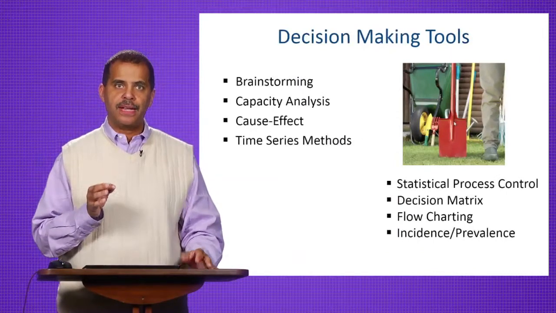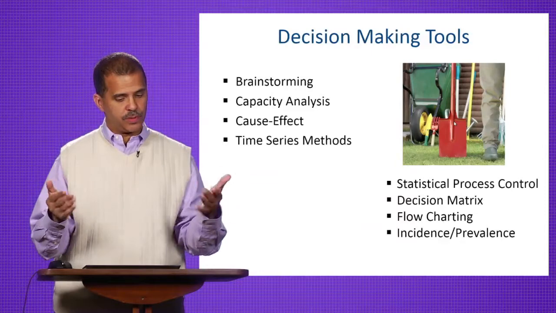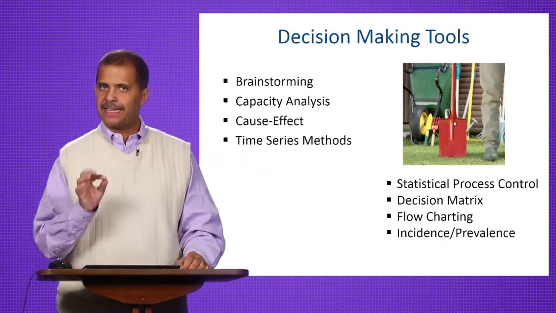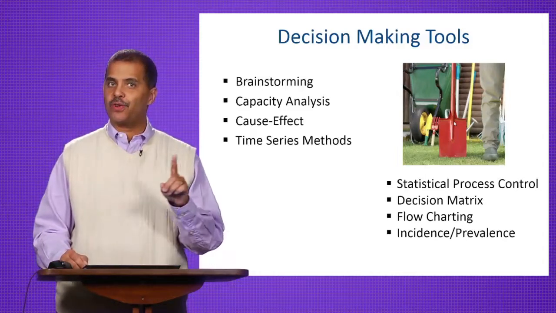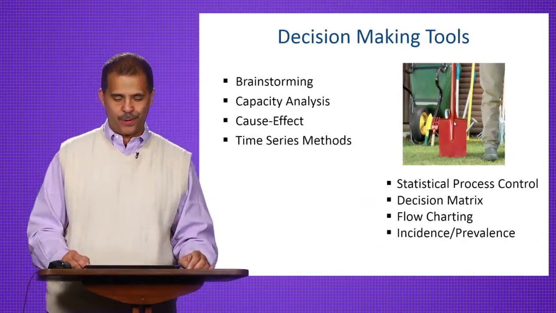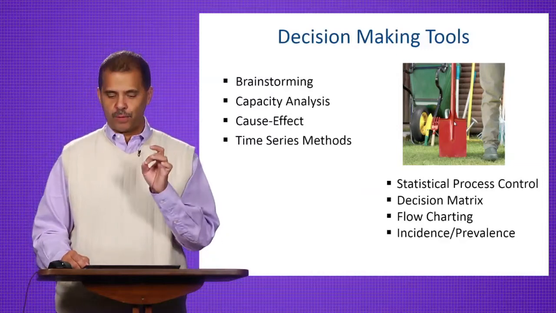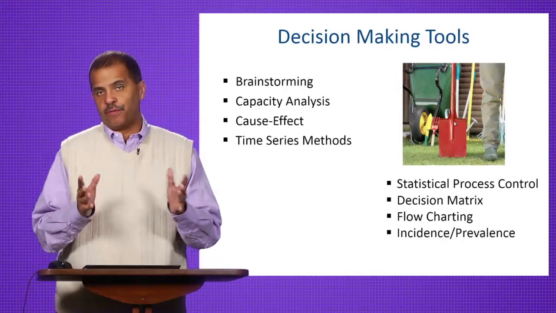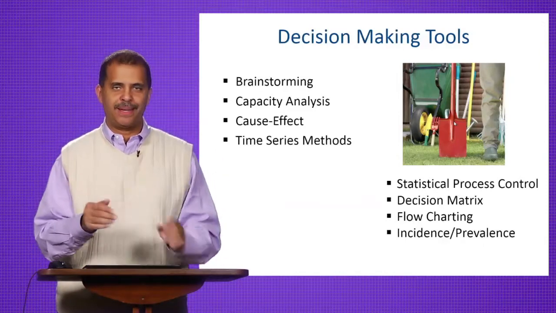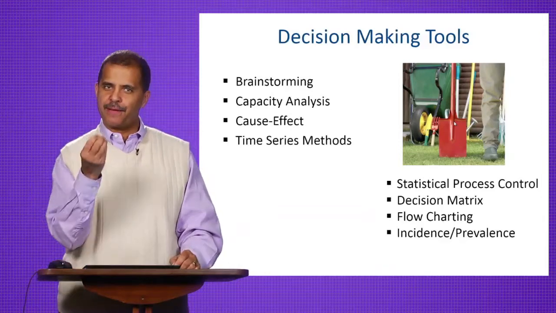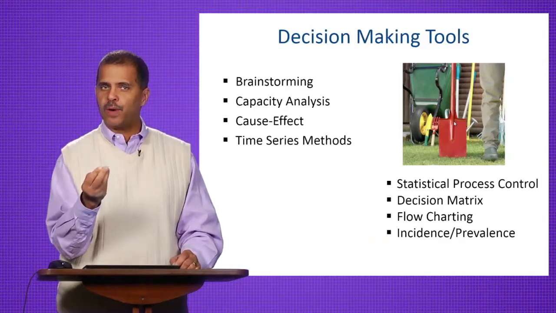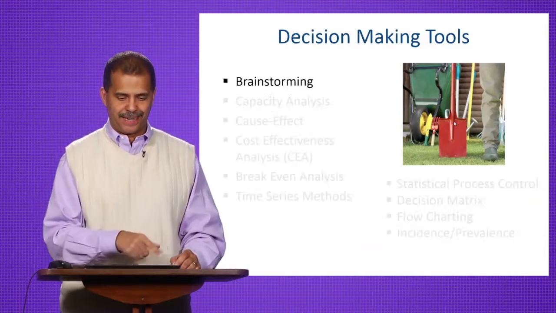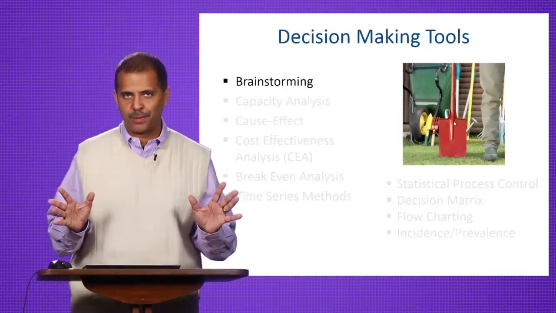So if you'll note, this series will cover these tools: brainstorming, capacity analysis, cause and effect, time series methods, statistical process control, you've got to say that kind of slow, decision matrix, flow charting, and lastly, incidence and prevalence. Now, some of these concepts and words are familiar to you, others aren't. Don't worry about it. By the time we go through each one of these segments, you'll have some familiarity and also be able to perhaps use that particular skill or tool in your setting. So let's begin with the first one, brainstorming.